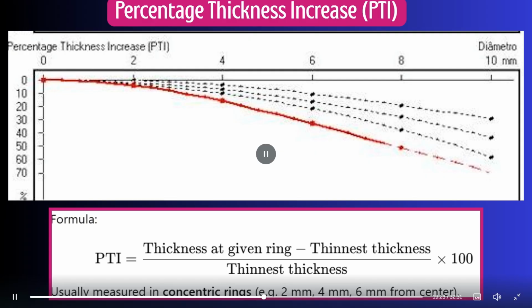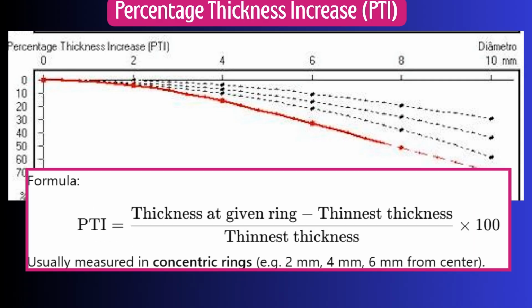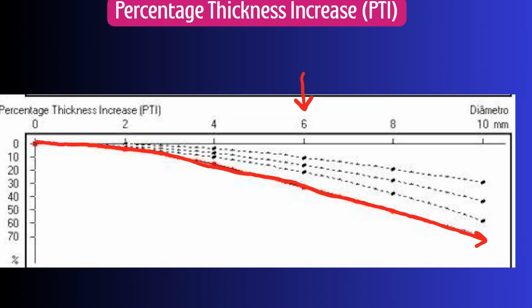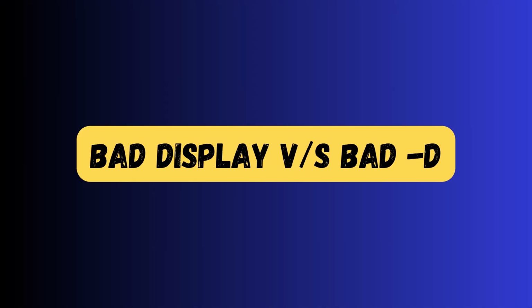In case of PTI, we are doing it in terms of a percentage instead of absolute microns, what we did in CTSP. In simple terms, the PTI is going to tell you how much thicker the cornea gets in percent as you move away from the thinnest location. You can see the PTI formula here: the thickness at a given ring minus the thinnest thickness, divided by the thinnest thickness, into 100. If the red line dips below the dotted line within a 6 mm zone, it suggests rapid thickening, that is high risk of keratoconus, both in case of CTSP and PTI profiles on the Belin Ambrósio display.